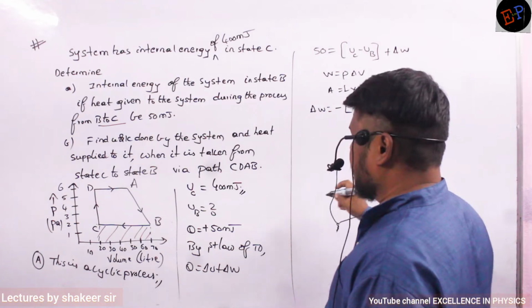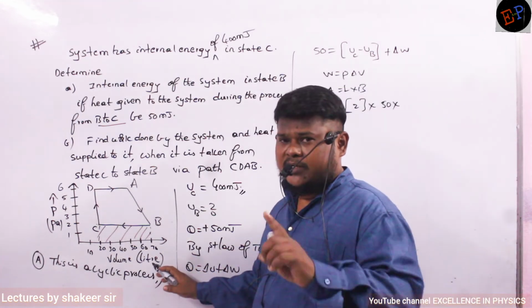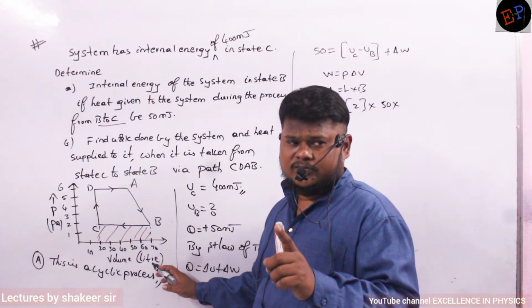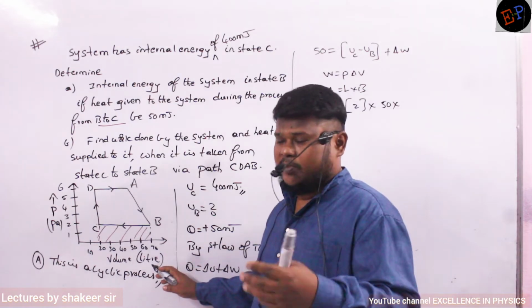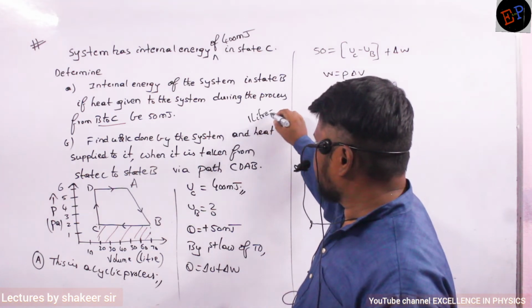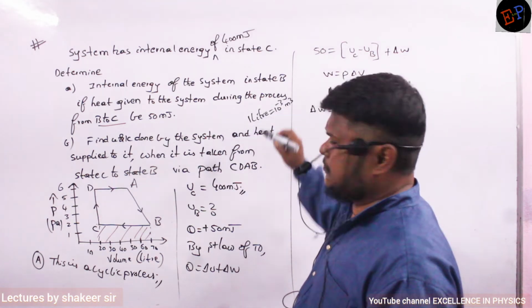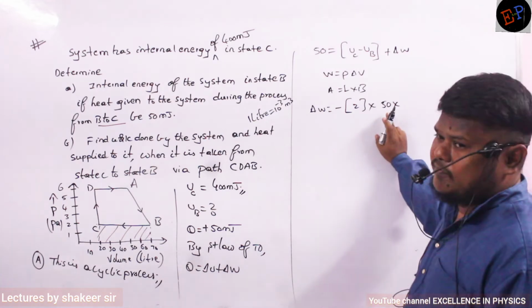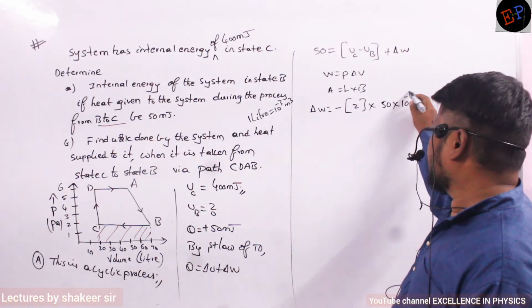So 50 multiplied by, but here it is given in liters. Liter is not the SI unit. Which is the SI unit of volume? Meter cube. 1 liter is equal to 10 power minus 3 meter cube. See here how many liters are there? 50. So 50 multiplied by 10 power minus 3.